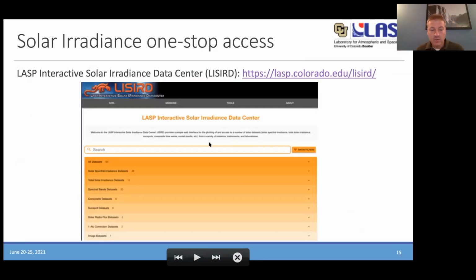And so once again, we realize there's lots of data sets out there and models. So we have this Lizard data site set up.